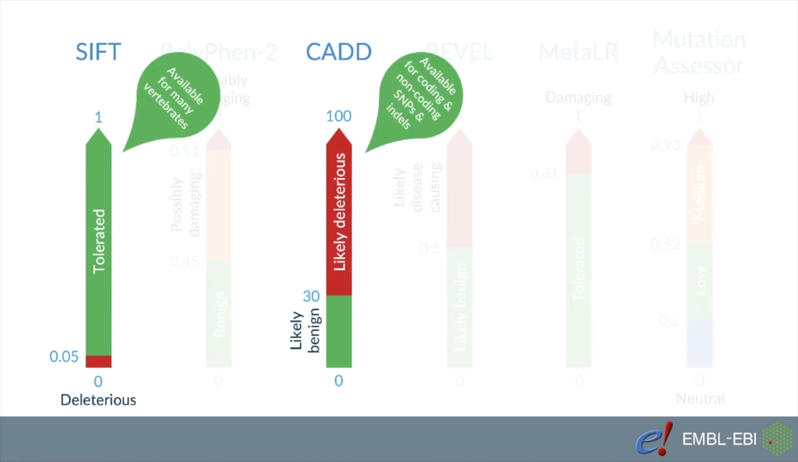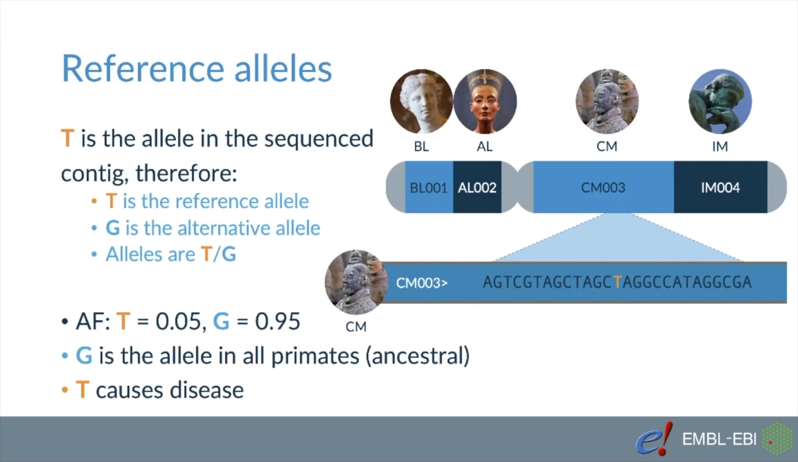I just wanted to stress that SIFT is quite popular, as it's available for many different vertebrates, not only human, while CADD is a little bit different, as CADD scores are genome-wide. They're not only available for missense variants like the others, but they're also available for non-coding variants, including SNPs and indels.